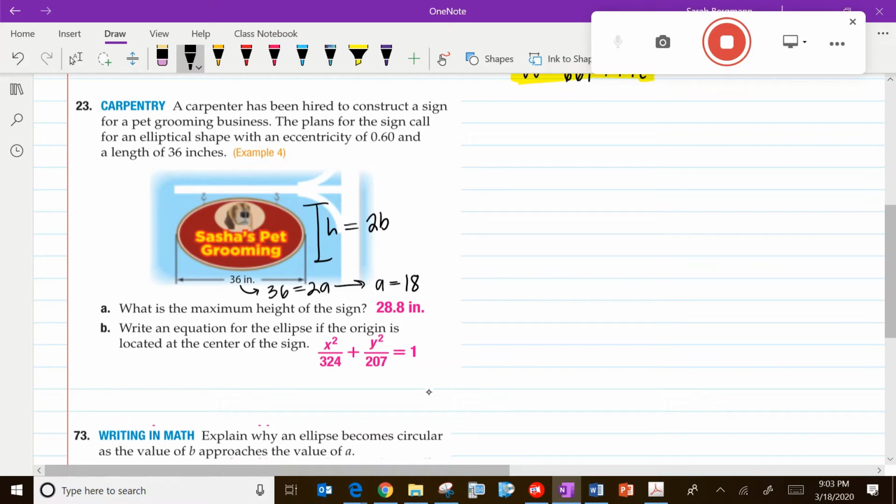Now we're doing the exact same thing we did on the last problem. Remember, eccentricity is equal to c divided by a. So we'll fill in 0.6 for e. The c value we do not know, but we know that the a value is 18. Now to solve this for c, you multiply by 18 on both sides to get 10.8. Now to find the b value, since that's what will help you find height, we need this equation: c squared equals a squared minus b squared. Fill in your values.